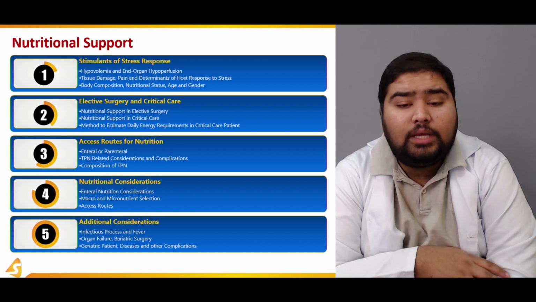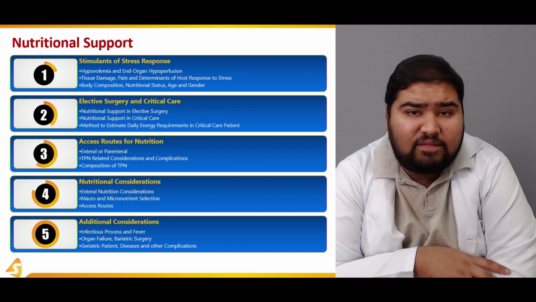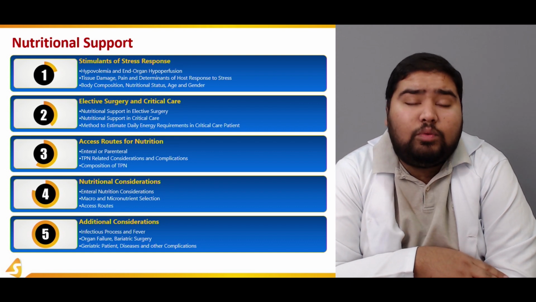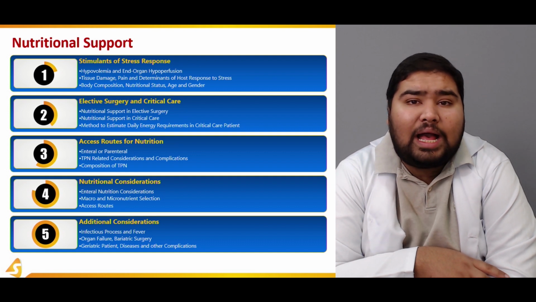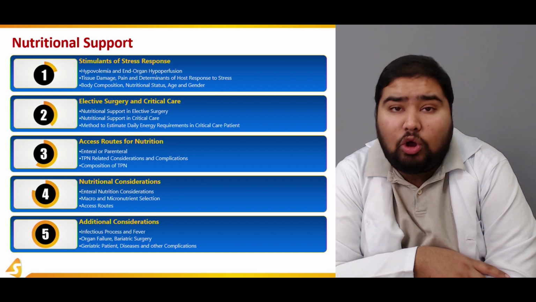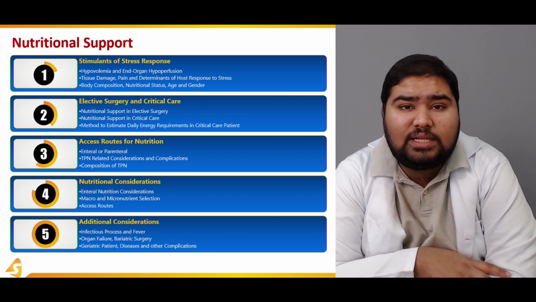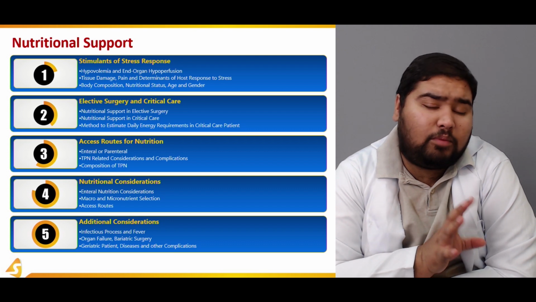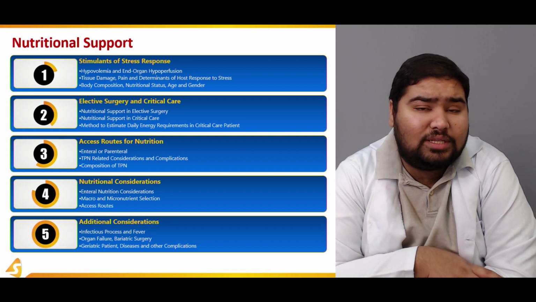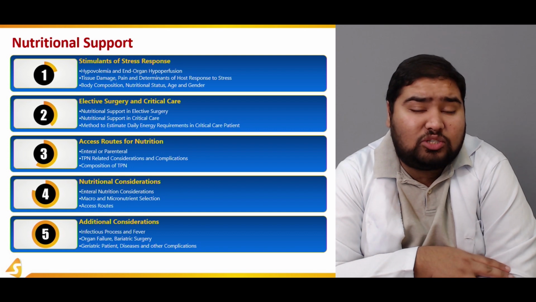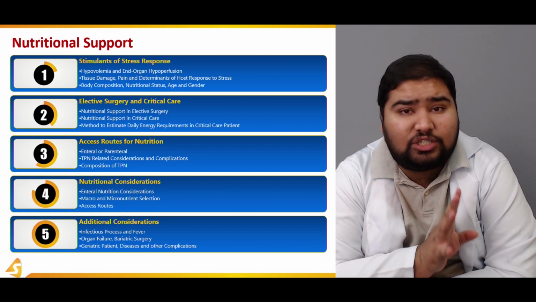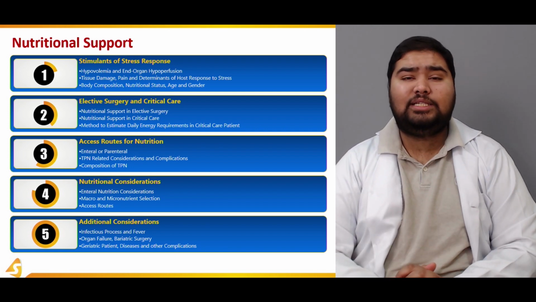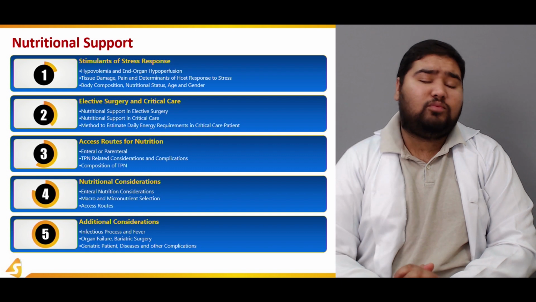These would include the infectious process and fever. We'll see the effect of those on a patient with deranged nutrition. We'll talk about organ failure and bariatric surgery along with the nutritional deficiencies and nutritional anomalies in a patient. Then we'll deal with specific populace, that is the geriatric patients, patients with diseases, and patients with other complications having nutritional deficiencies as well.